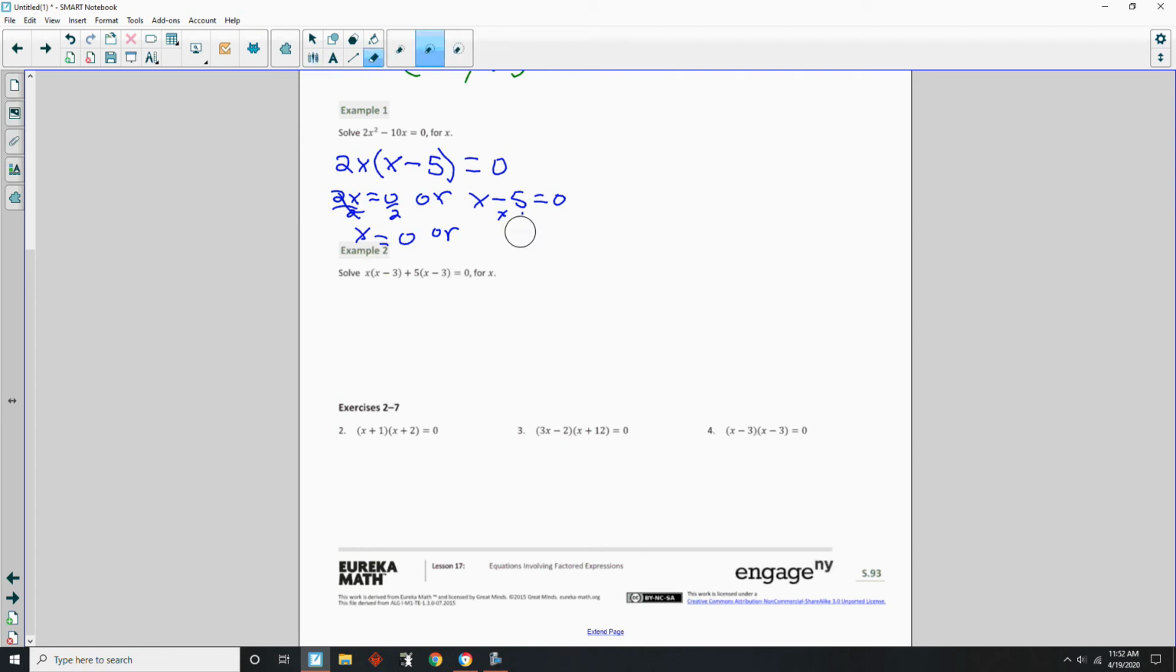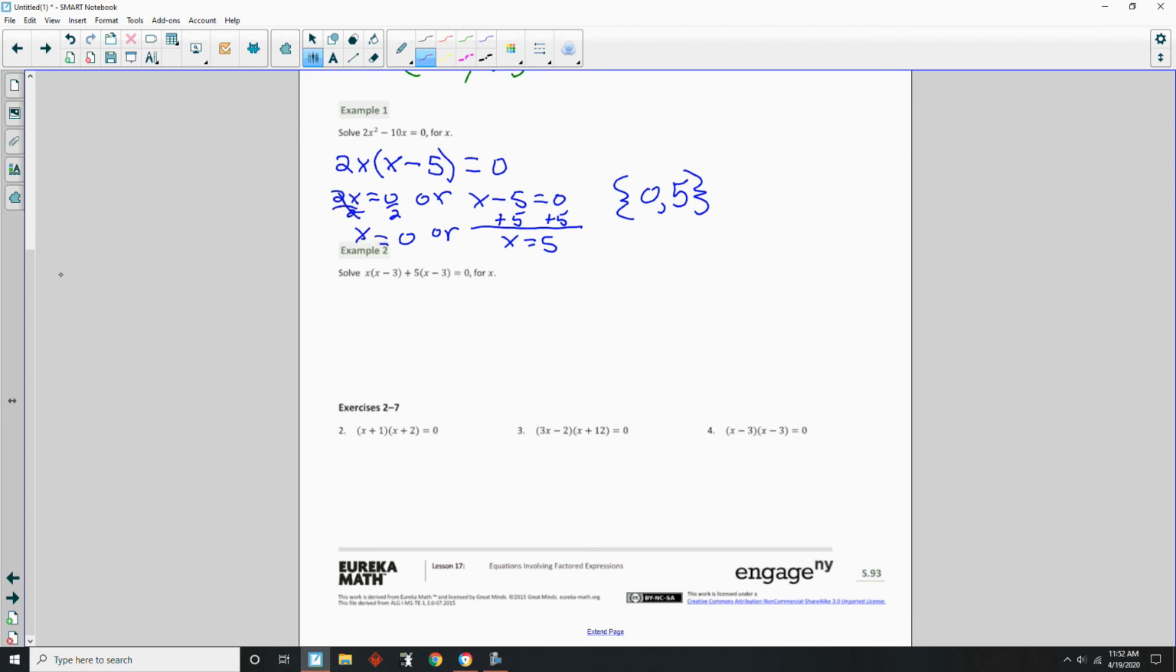Let me try that again. Thinking one thing, writing something else. Add 5, add 5. These cancel, and I get x equals 5. So my solution set is the solution 0, 5.